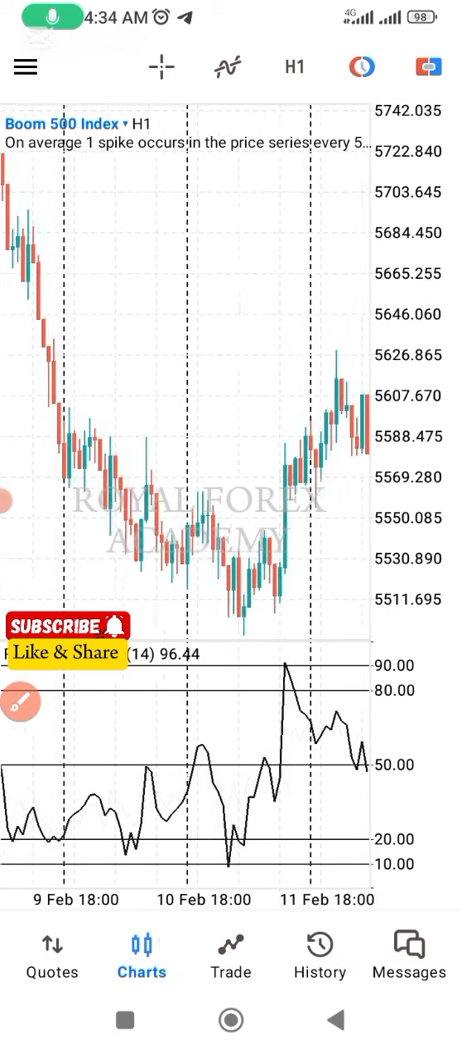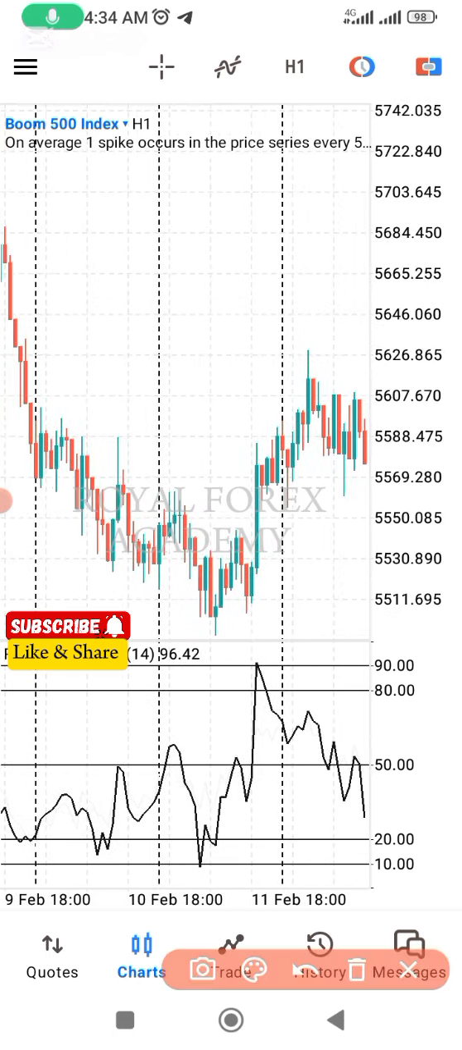So let me show you the movement of Boom 1000 first. This is a lower high. This is a lower low, right? Here we have another lower high. In all of this, and then here is our lower low. So look at what happened.